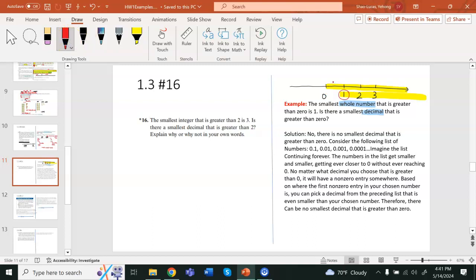How many decimals are here? There are actually infinitely many, as you can see. We can always keep zooming in. For example, if you say 0.5 is bigger than 0 and it's the smallest, what about 0.4? You may have 0.4, and then 0.3 and 0.2, and you can keep going.